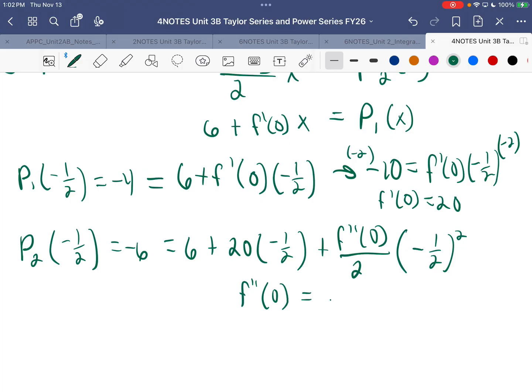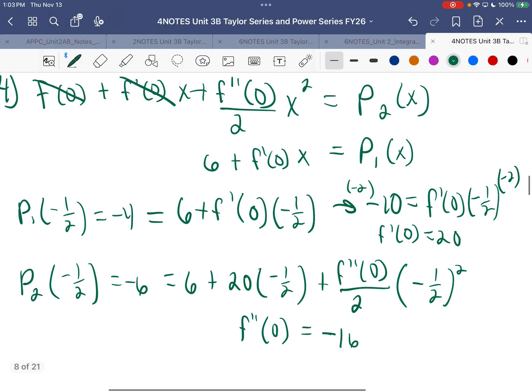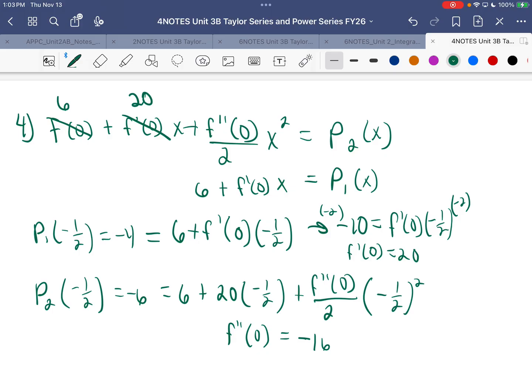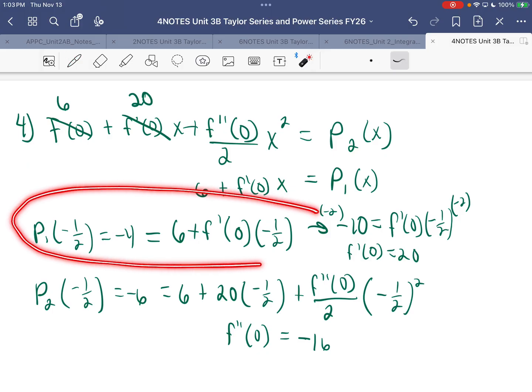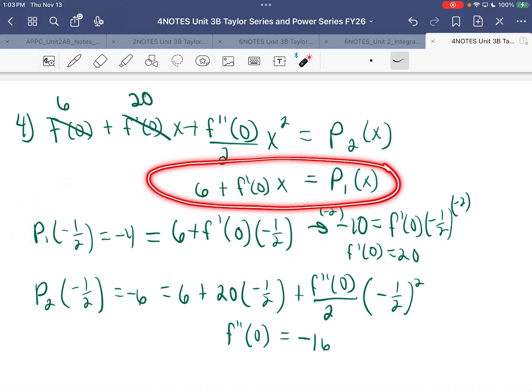But really, I don't think the algebra is the struggle on this one. It was like understanding how I got there. So do we have any questions on this first part? Because really it was getting f prime to be able to get f double prime. That was like the whole thing. So P1 is equal to f at 0 plus f prime at 0 times x. And you were given P1 at -1/2 is -4. So that's where the plugging in happened right here.